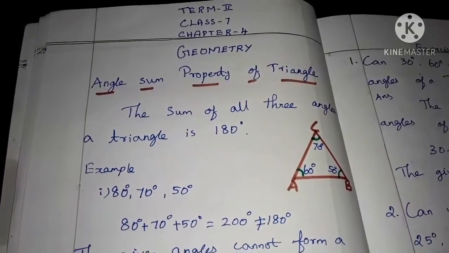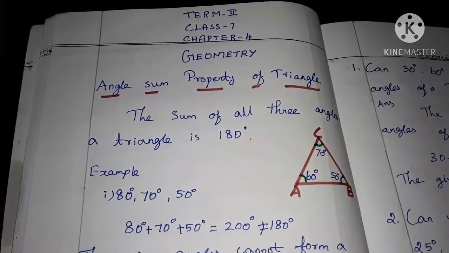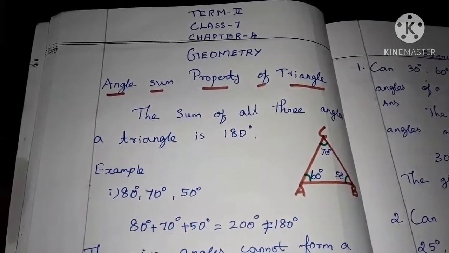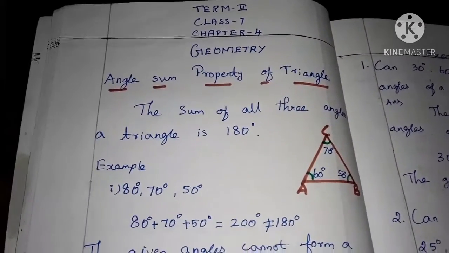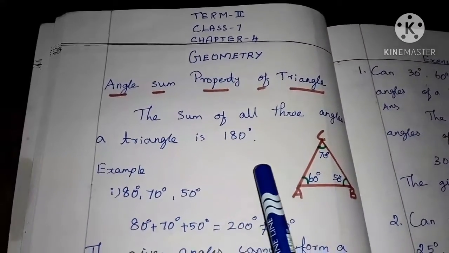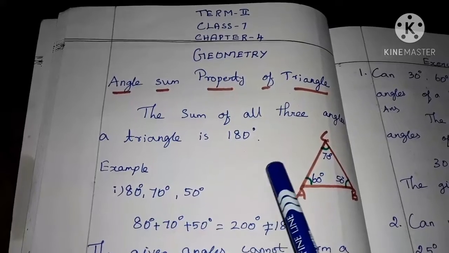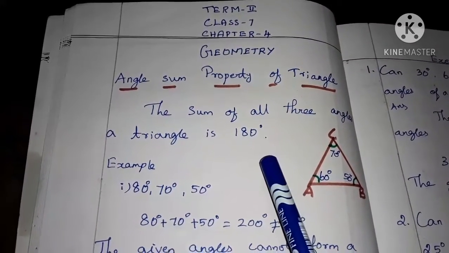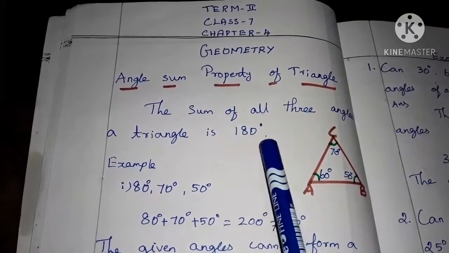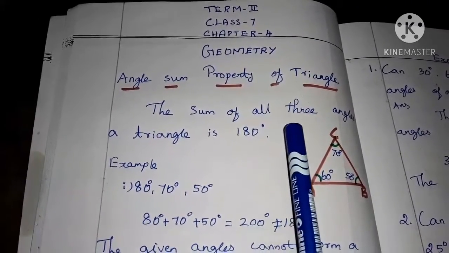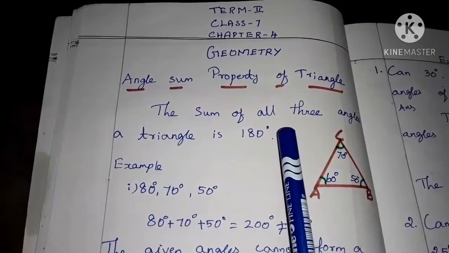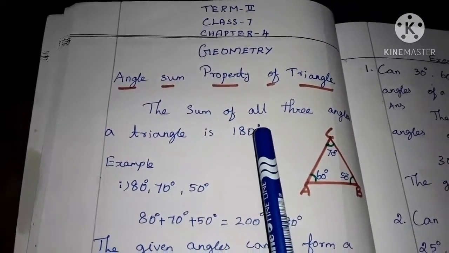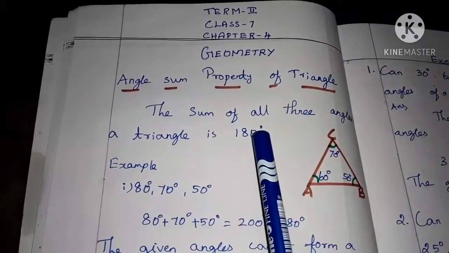Good morning, students. Today we are going to see term 2, chapter 4, geometry. In geometry, you studied shapes, area, perimeter, everything. Here we are going to see a new concept, the angle sum property of triangles. In this exercise, we are going to see two concepts.